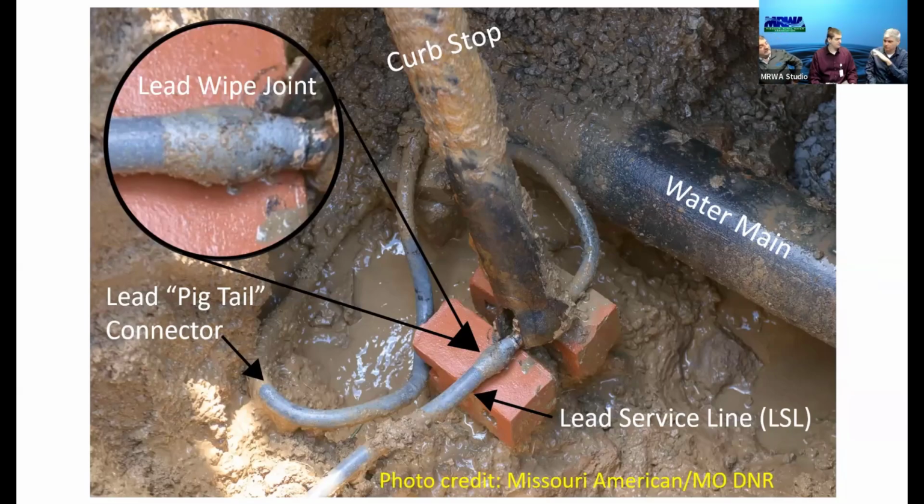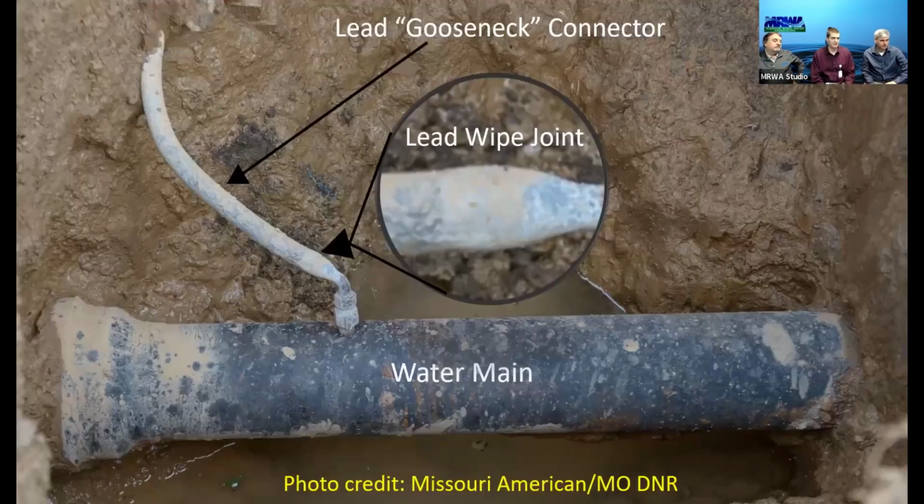Now, if you jump down to the next image, here's a good question. Is this a lead service line or is it not? So you can see the gooseneck connector there, but then it stops in the mud. So that's kind of a question. Where does it go from there? Yeah, where does it go from there?